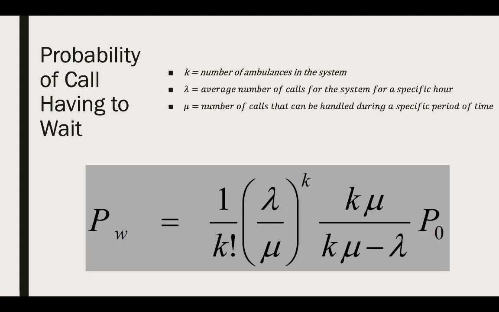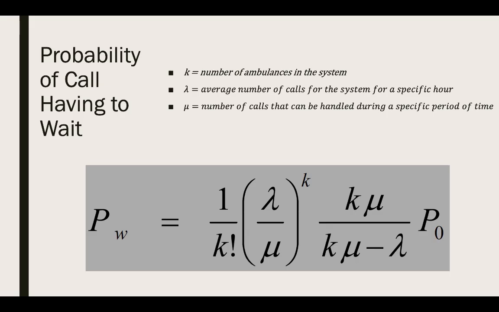So now we have to move on to step 2, which is the probability of a call during that time period having to wait for an ambulance to mark itself in service in order to respond to that call. So what's the probability of all of our units being tied up during a call and the next 911 call coming in and the dispatcher says we're going to have to wait for a unit to come available.